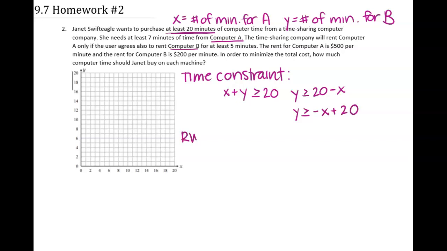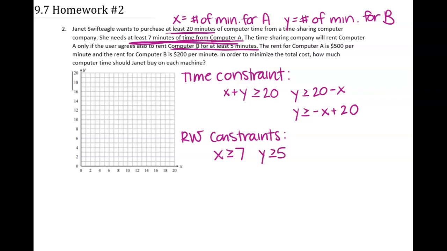Now let's look at the real world constraints, RW for real world. First, we know she needs at least 7 minutes of time for computer A. So that's x is greater than or equal to 7, at least. And then she'll be able to rent computer A only if she can rent computer B for at least 5 minutes. So then Y is greater than or equal to 5, because again, at least is that much or more.